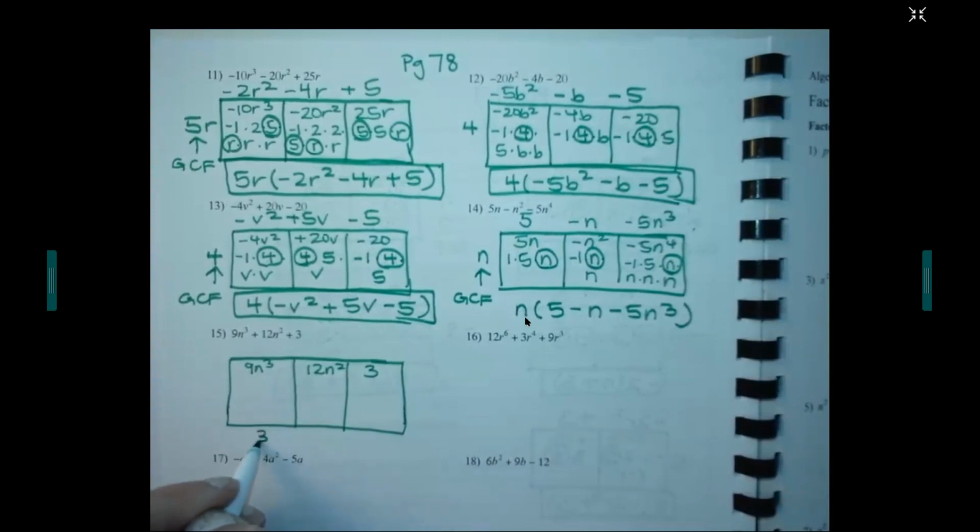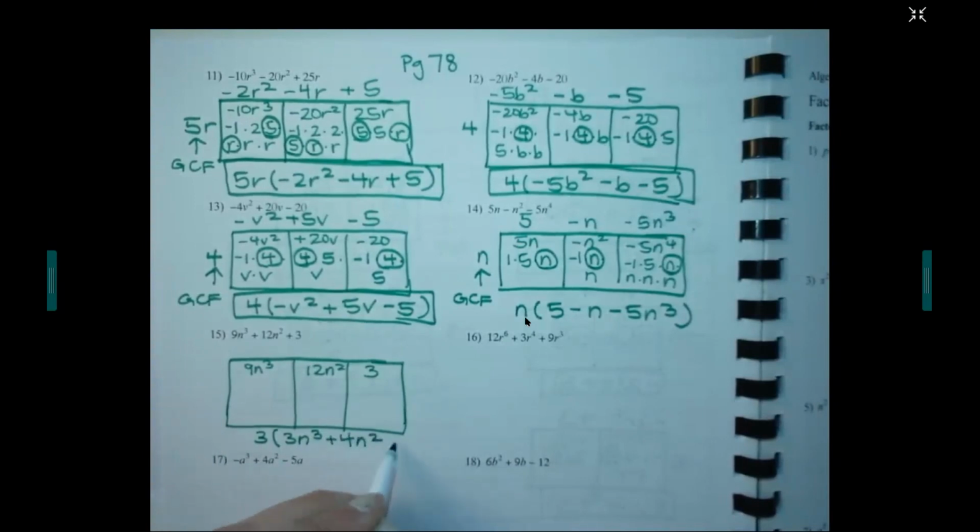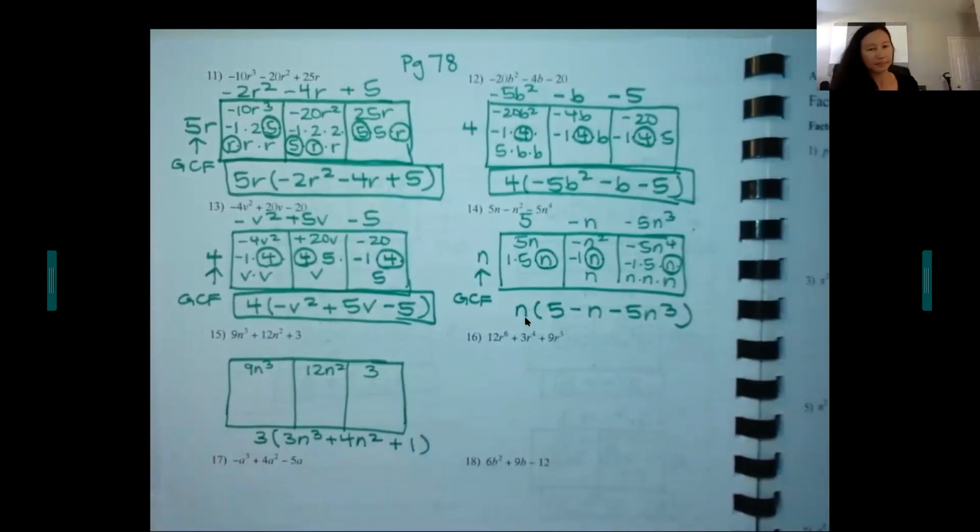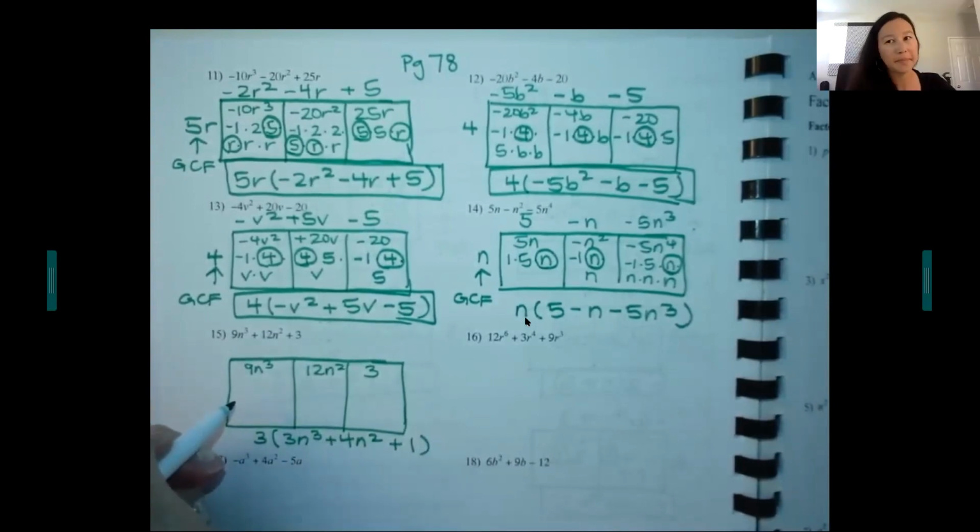3, the parentheses, 3n to the third power, plus 4n squared plus 1. Okay, good. But I could also do the box too. Okay, so how would you do the box? Go ahead and tell me.